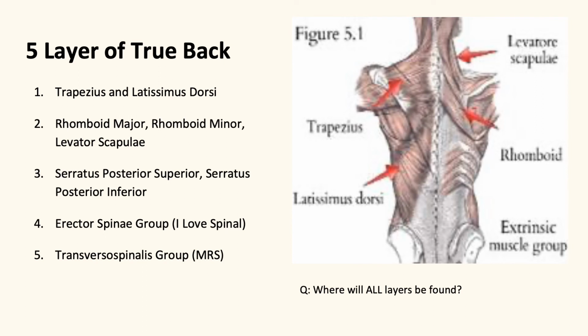You definitely want to know, I'll repeat this again, that every single layer, so a muscle, at least one from every single layer, is found at the C7 spinous. So that's a hot spot for a lot of muscle attachments. And that is a pretty typical question. So there you go. Where will all the layers be found? Spinous of C7.